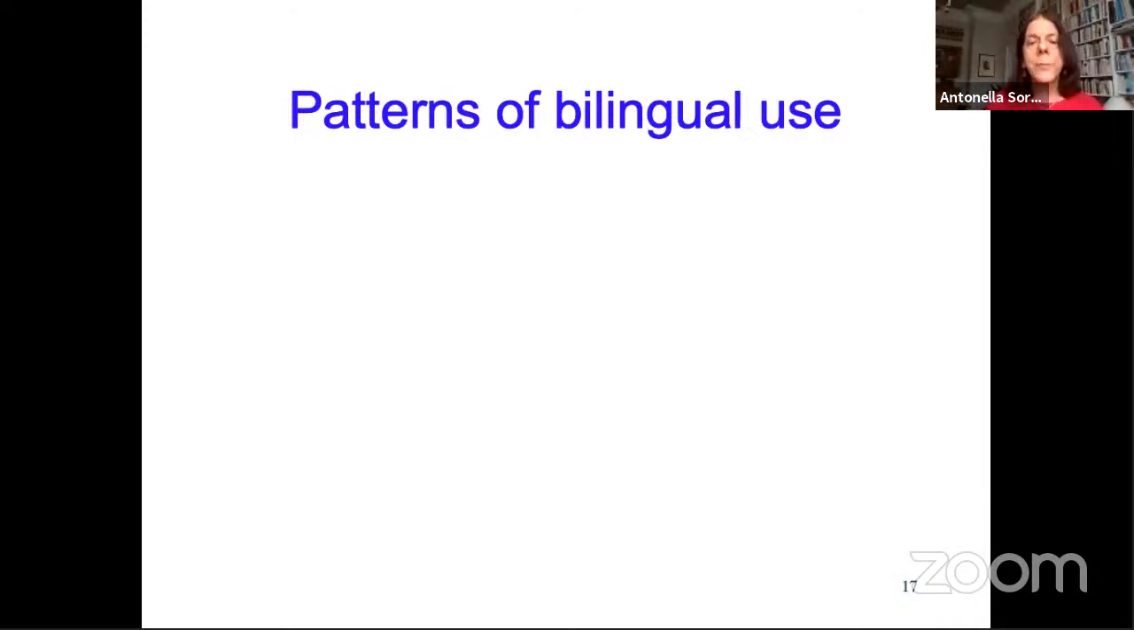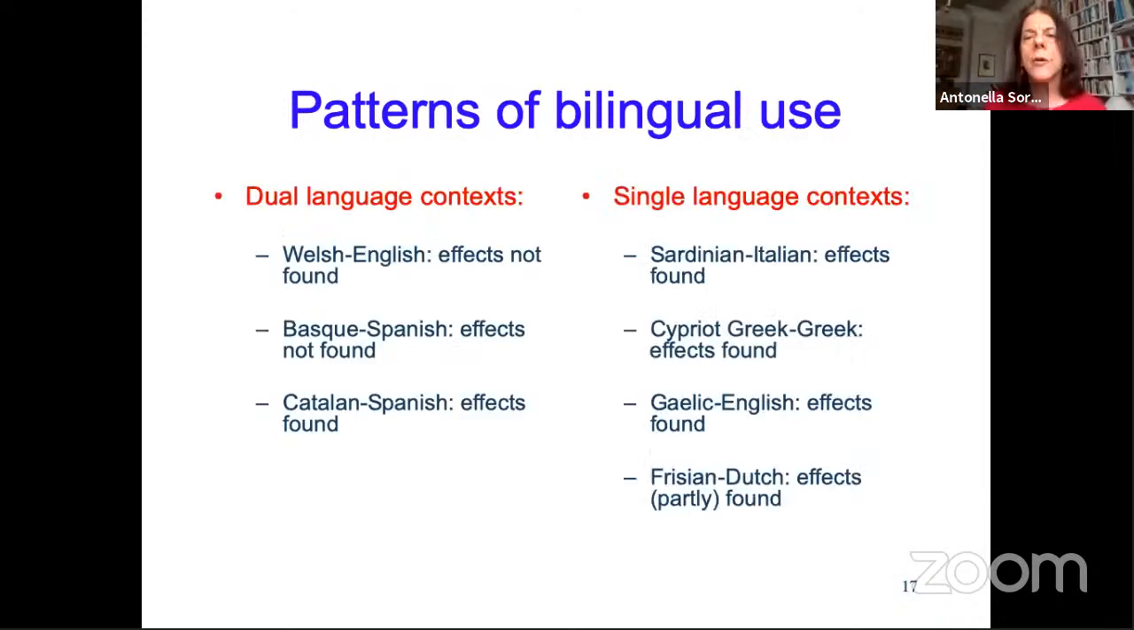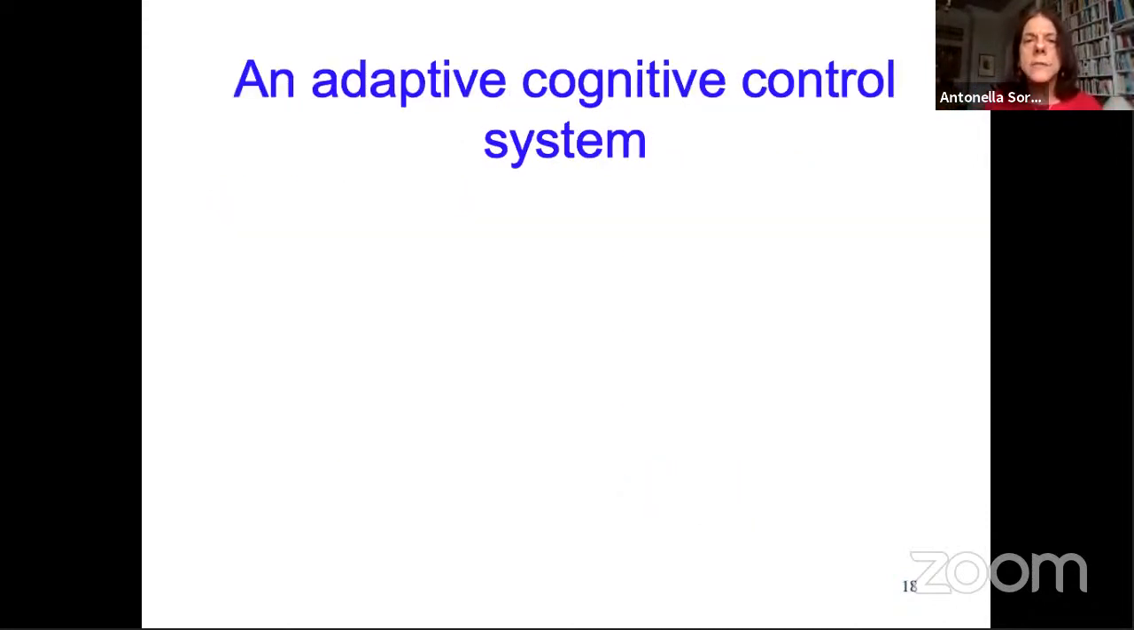Why is that? One possibility would be because of the patterns of use, whether the languages are spoken in all contexts, or whether the languages are rigidly divided in a diglossic way between context A, where only this language is spoken, and context B, where only the other language is spoken. But again, we don't see that. We see that there are more languages in diglossic context, so single language context, that show these effects than languages in dual language context, but not univocally and not very consistently.